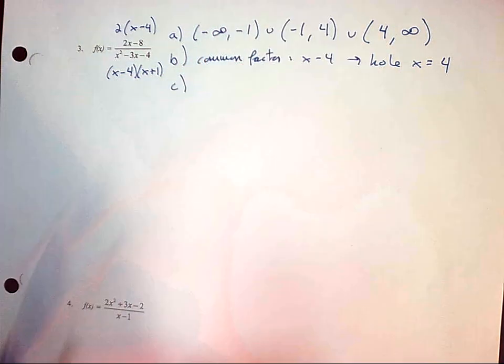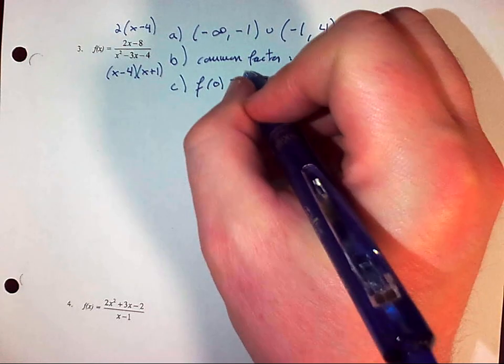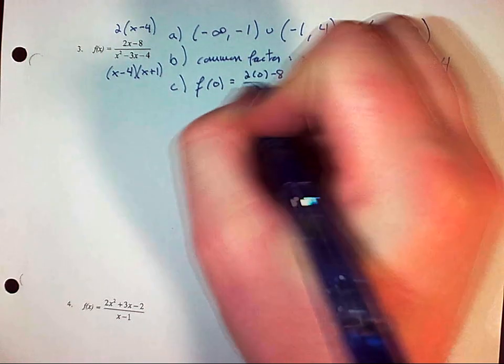Now for C, we're asked to find the y-intercept. We're going to find the y-intercept whenever we let x be equal to 0.